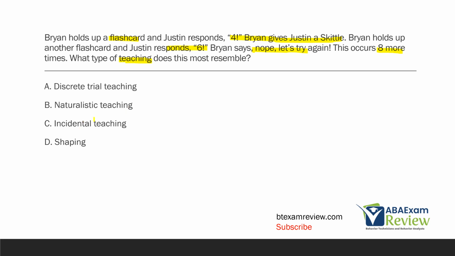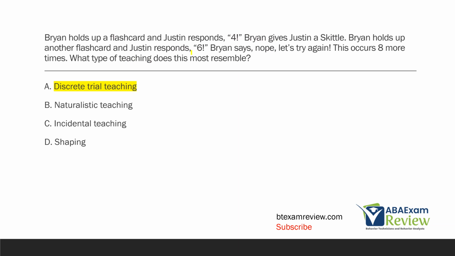Looking at B and C, naturalistic and incidental teaching, same thing. We would be naturally teaching. This would be like if Brian was with Justin in Justin's bedroom, and as Justin is playing with his toys, Brian starts asking him questions about the toys and starts teaching him about things using naturally occurring situations, not what's happening here. So we're not using naturalistic or incidental teaching, and we're not shaping because there are no approximations here. We're not going through the approximations and reinforcing successive approximations. What Brian is doing is using discrete trials to teach Justin some sort of math or some sort of numbers. So what type of teaching does this resemble?